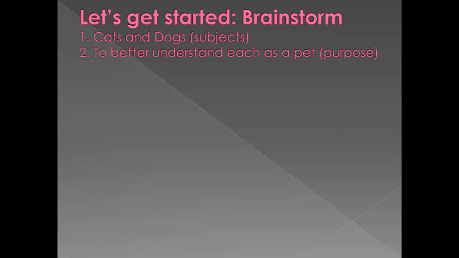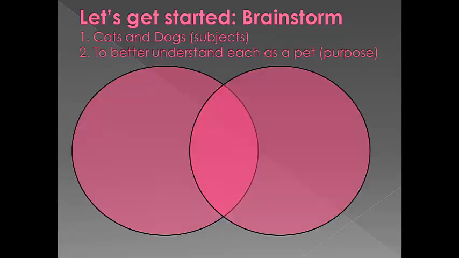So let's get started with two topics here. How about cats and dogs, going from what we had last? And the purpose for this particular comparison is just going to be to better understand each one as a pet. Now we'll start with the Venn diagram. These are those two circles that overlap, and we basically put on one side the cats, on the other side the dogs, and in the middle we'll do the similarities. So let's start in the middle.